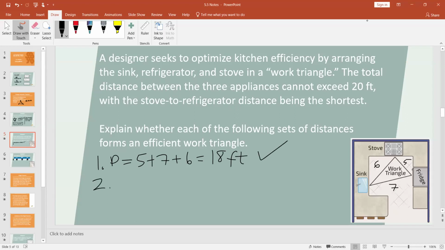Second is the shortest side from the refrigerator to the stove? And it is. So 5 feet is the shortest. So that works.